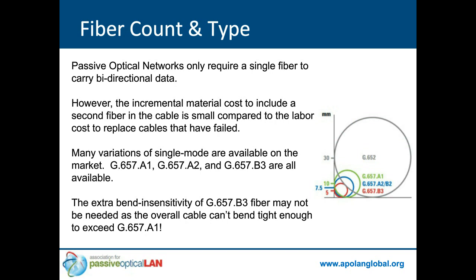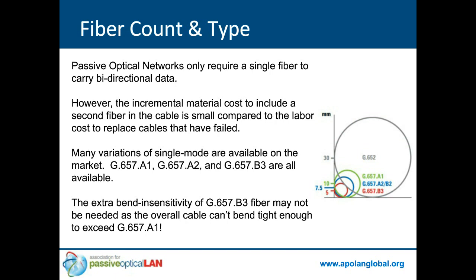But one thing you need to keep in mind is the extra bend insensitivity of G.657.B3 may not be needed if you include that fiber in a cable with large copper conductors, because the overall cable probably can't bend tight enough to exceed the G.657.A1 standard. So that's an area where you can save money by using a slightly less bend insensitive fiber compared to other types of installations.